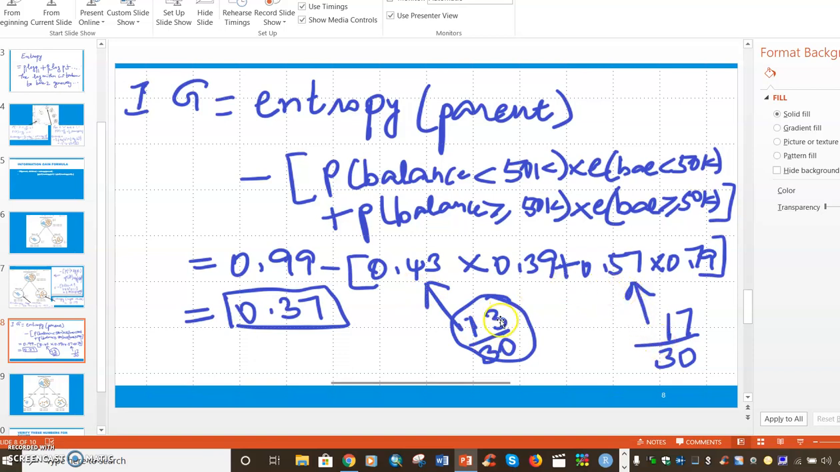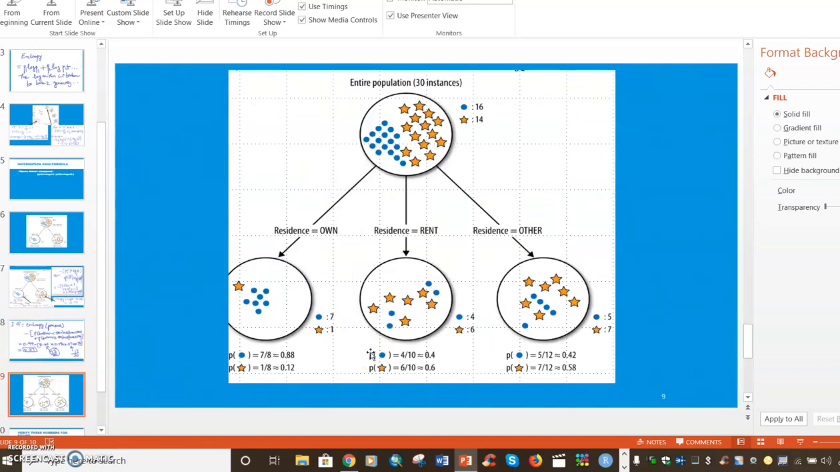13 over 30 represents the probability that the parent node has balance less than or equal to 50K, and 17 over 30 represents the probability that the parent node has balance bigger than or equal to 50,000. So the information gain for the rule balance less than 50K or balance bigger than or equal to 50K is quite large, about 0.37. So here is another example of another kind of branching.